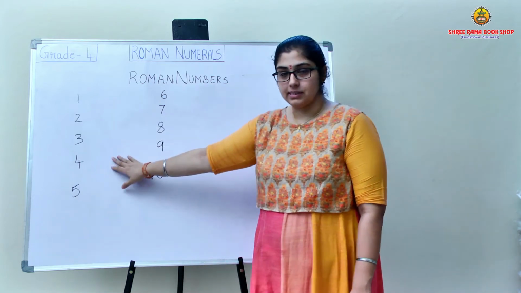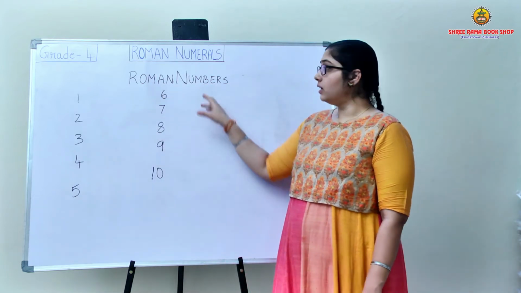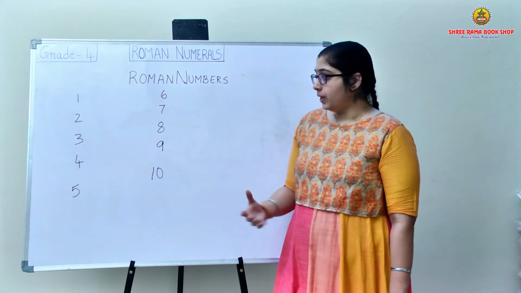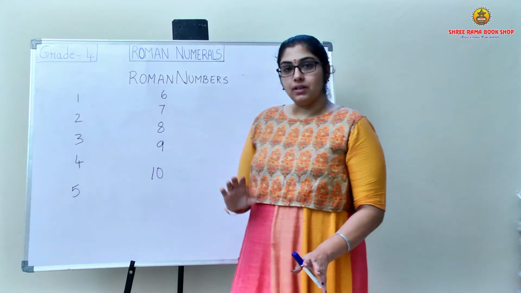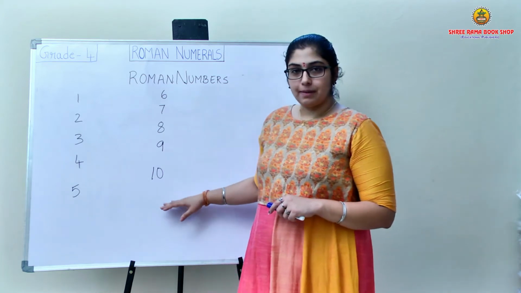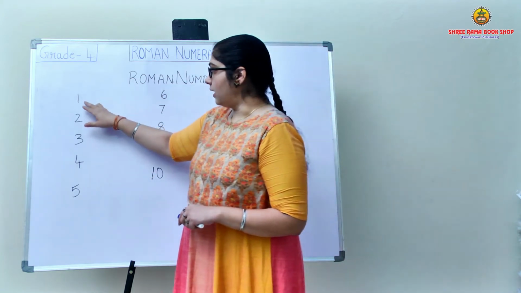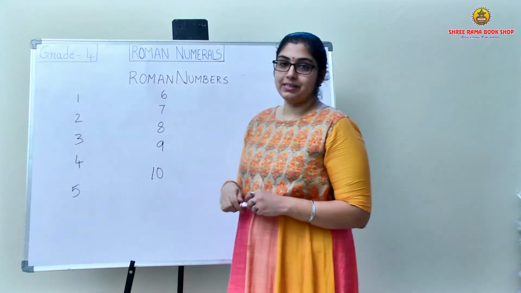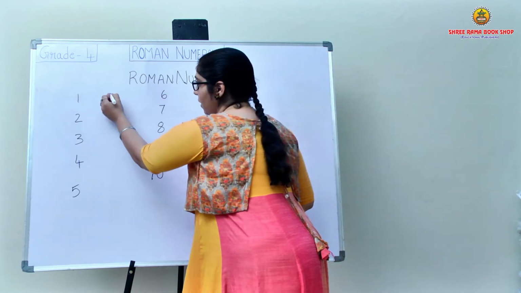These are normal numbers. I need to convert them into what? Roman numbers. So how do I do it? In your previous classes you have already learned. So first we'll do a quick recall of those numbers up to 10. So here I have 1. 1 is represented by the symbol I, which we already know.